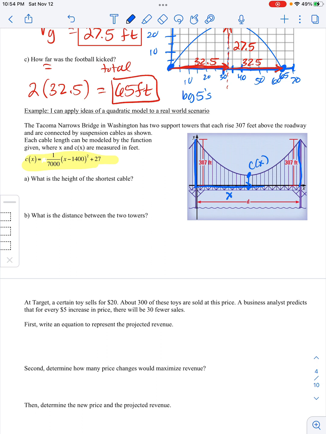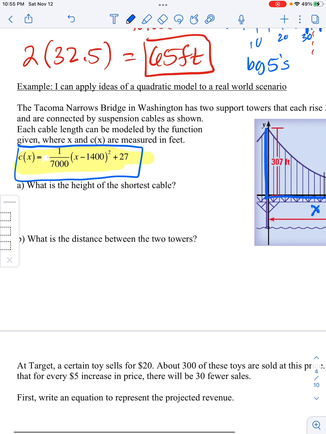So if I keep going over to here and then up, this is going to be the cable's length at this X value. So we don't need to figure out the formula. They gave it to us. What we need to do is decide which form it's in. We have parentheses squared, so this is in vertex form. So you're using the middle column of your chart.